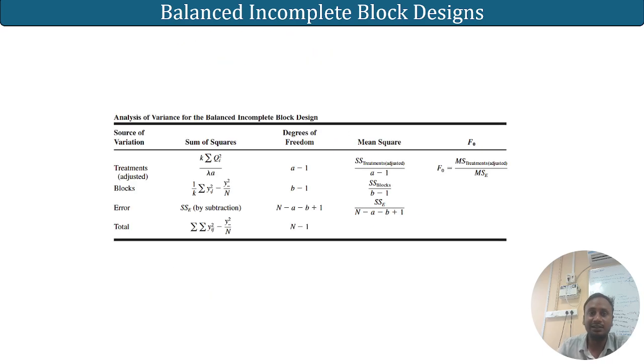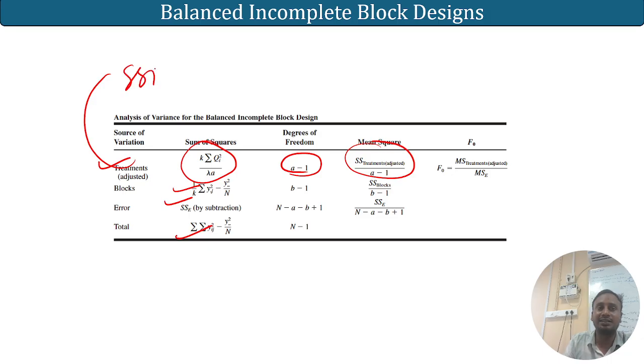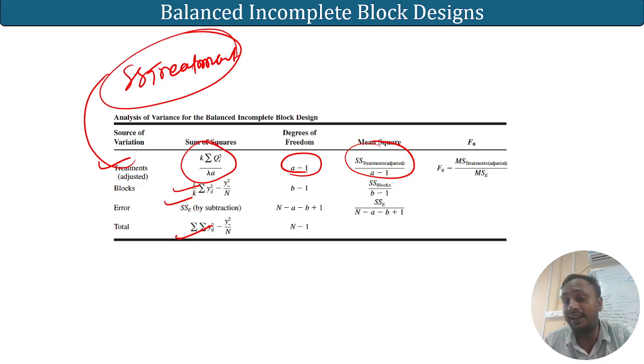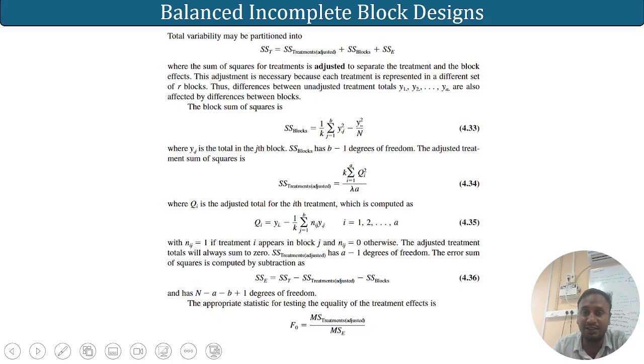So if you see here, we have the treatment adjusted. This is the formula. We have to keep k Qi square plus lambda a minus 1. That is the same way. The only thing that will change is the SS treatment. Because we didn't do it for the whole block. Sometimes we have taken some out because there were some limitations. Therefore, we have to calculate the adjusted SS treatment and all. So I think hopefully this is clear.